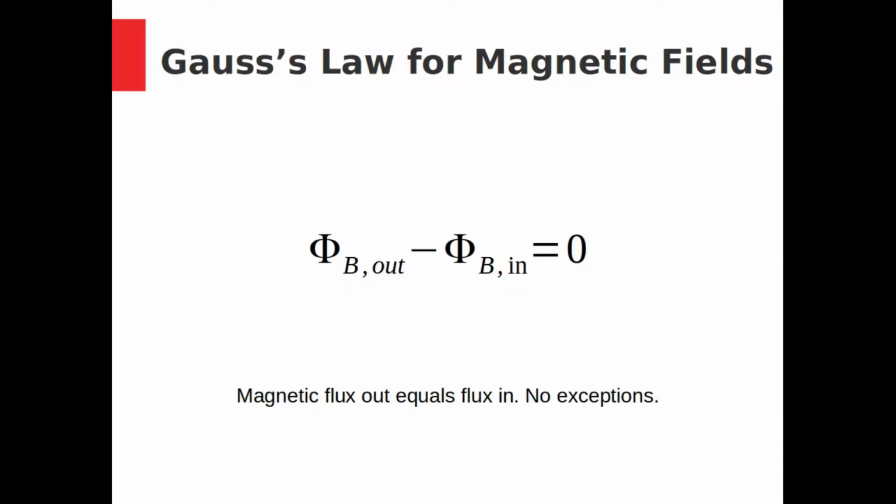Expressed as an equation, we can say, for any Gaussian surface, the magnetic flux out always equals the magnetic flux in. Or, alternately, the net magnetic flux, that is, magnetic flux out minus magnetic flux in, always equals 0. This is Gauss's law for magnetic fields, and it forms the third of Maxwell's laws.